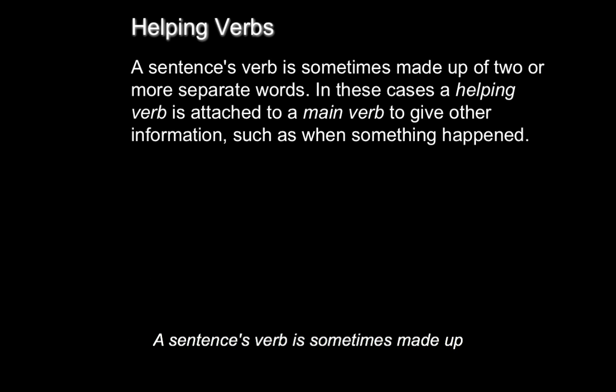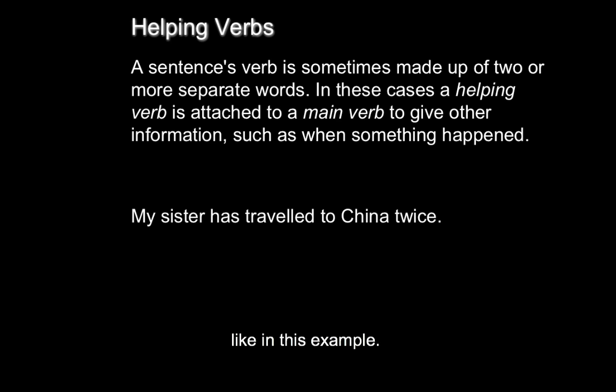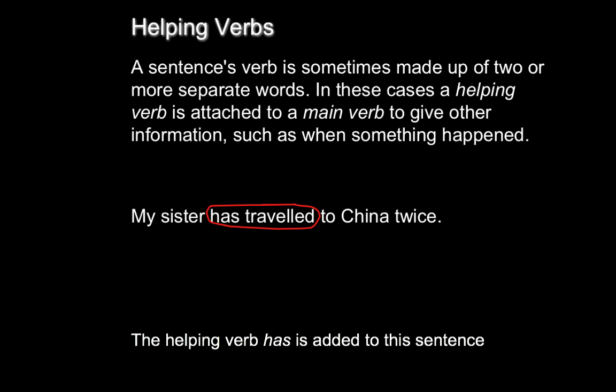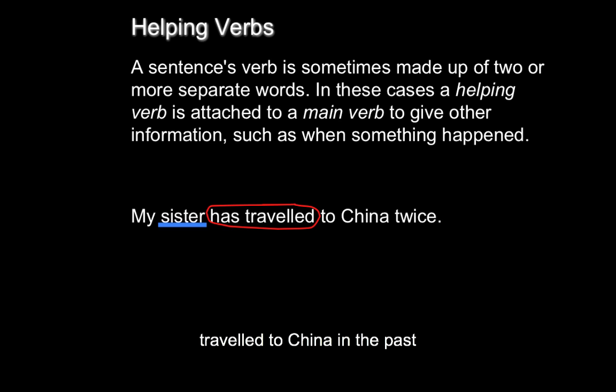A sentence's verb is sometimes made up of two or more separate words. In these cases, a helping verb is attached to a main verb to give other information, such as when something happened, like in this example. The action in this sentence is has traveled. The helping verb has is added to the sentence to communicate that the sister, the sentence's subject, traveled to China in the past and that she'll probably want to travel there again.